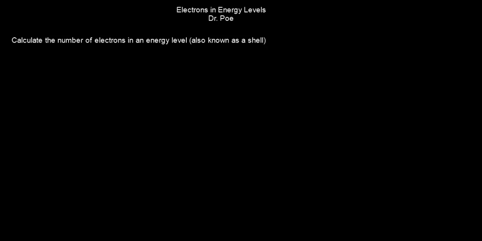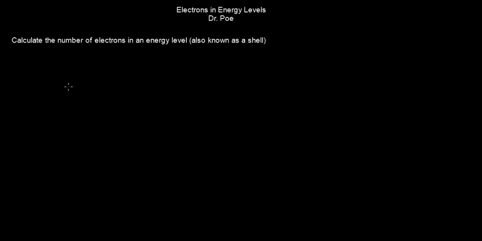Okay, so today we're going to talk about electrons and energy levels, and I'm just going to show you really quickly how to calculate the number of electrons in an energy level. Energy levels are also known as shells. So you could be asked how many electrons are in the first energy level, or the second energy level, or the third shell, or the first shell, or anything like that.